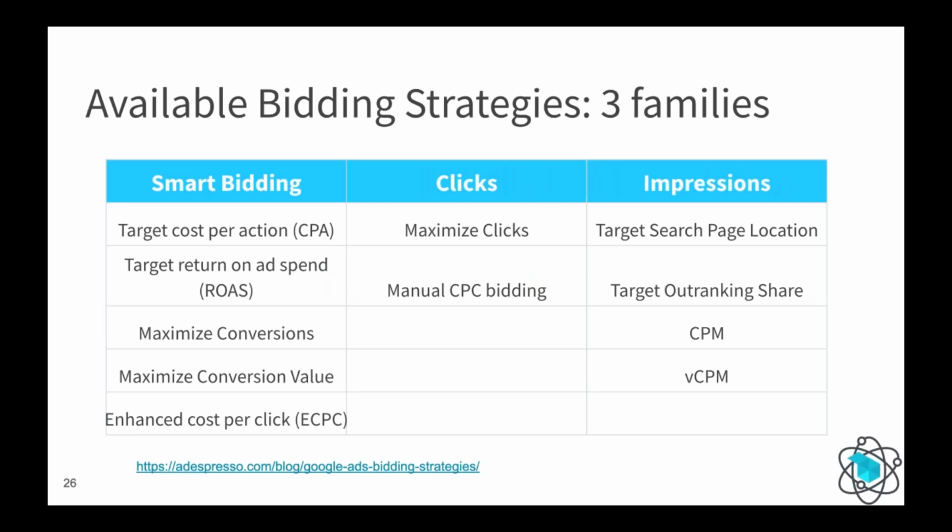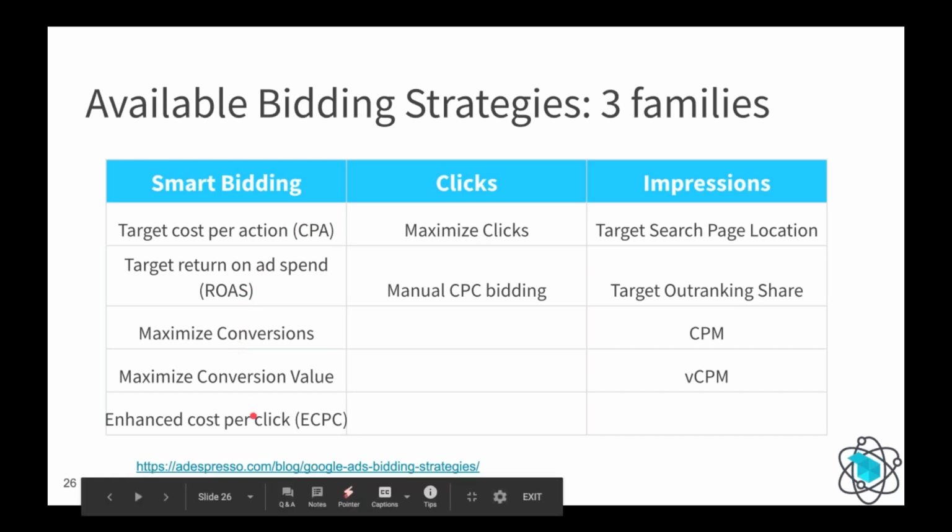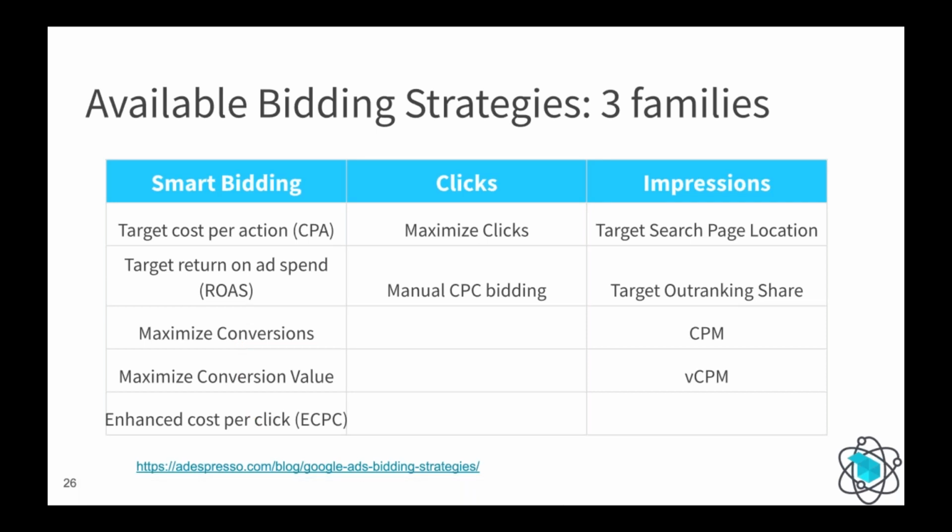There's a ton of material, particularly a fantastic article on the AdEspresso blog. You can Google "Google Ads bidding strategy AdEspresso." There's a very good wrap-up of the potential options that you have there. Fundamentally, there are three families of strategies on Google Ads: smart bidding, with target CPA, target ROAS, maximize conversion value, and eCPC. Then you have strategies that are towards clicks, so maximize clicks or manual CPC bidding. And then finally, you also have strategies towards impressions.